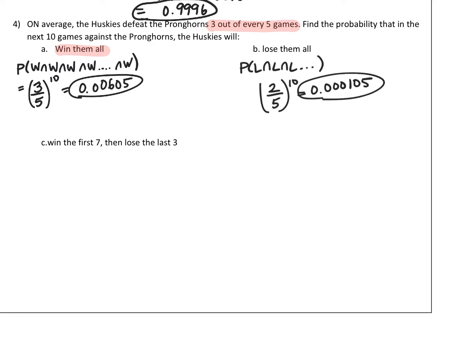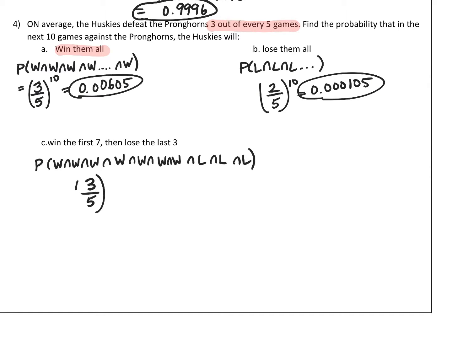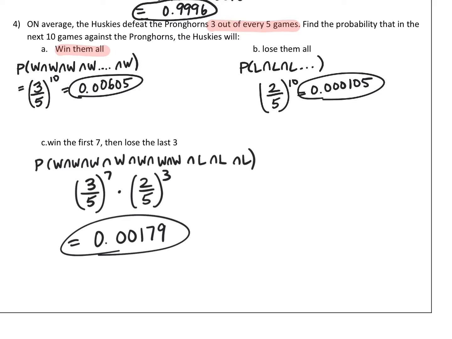The probability that you win the first 7, so I'm going to win 7 times, 1, 2, 3, 4, 5, 6, 7, and then I'm going to lose 1, 2, 3. So what is that? My probability of winning 7 times multiplied by my probability of losing 3 times. If I calculate that, I get 0.00179. Okay, so these ones aren't too bad.